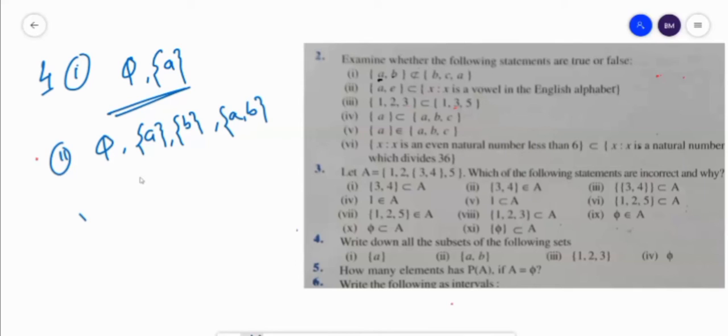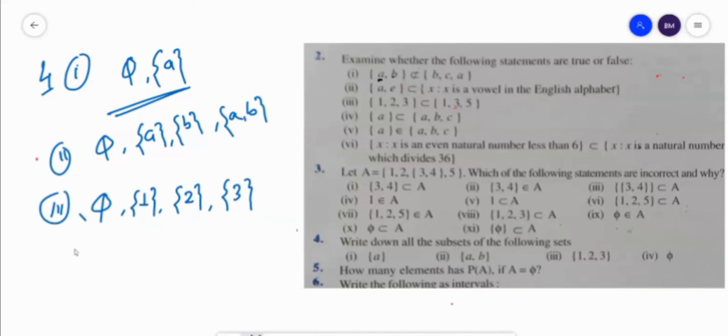Now number 3, this is 1 comma 2 comma 3. The set is 1 comma 2 comma 3. So what will be the subsets? First subset is phi. Next singleton set 1. Next singleton 2. Next singleton 3.